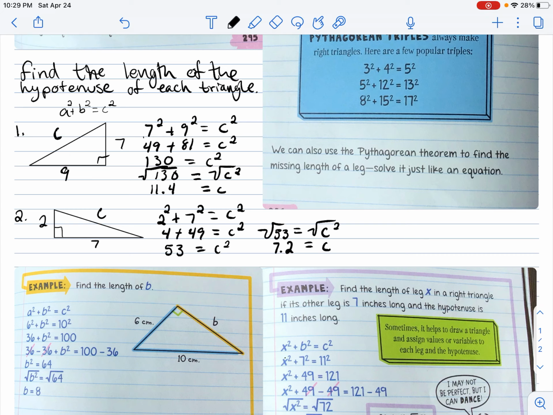That's all you're doing. You're taking the... sorry, not the square root. You're taking the one side squared plus the other side squared, adding it together, and then taking the square root, and that will give you the length of the hypotenuse.